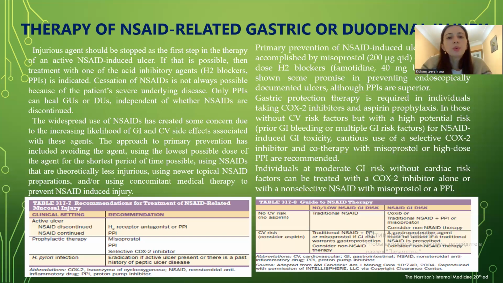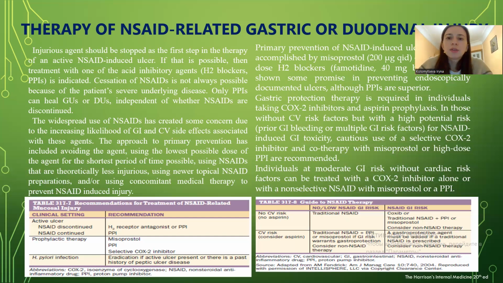The approach to primary prevention has included avoiding the agent, using the lowest possible dose of the agent for the shortest period of time possible, using anti-inflammation drugs that are theoretically less injurious, using newer topical anti-inflammation drug preparations, and or using concomitant medical therapy to prevent anti-inflammation drug-induced injury. And primary prevention of anti-inflammation-induced ulceration can be accomplished by misoprostol or PPI.